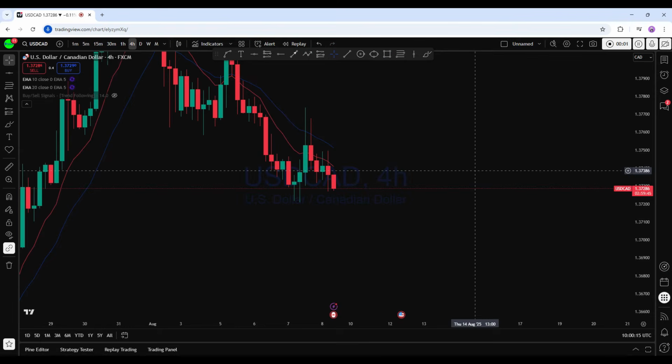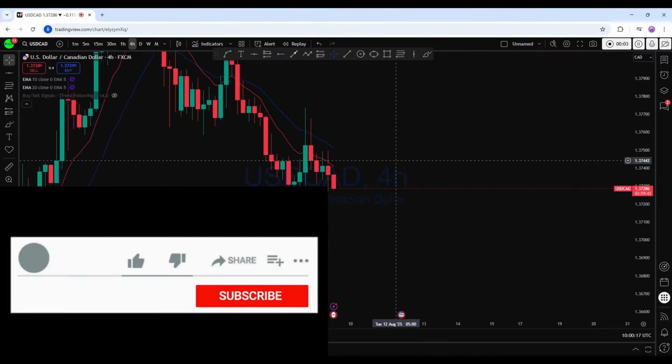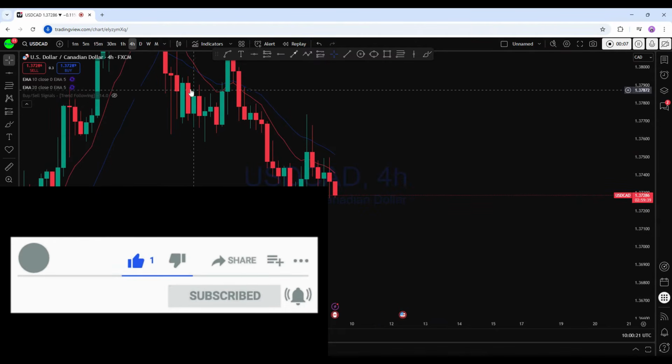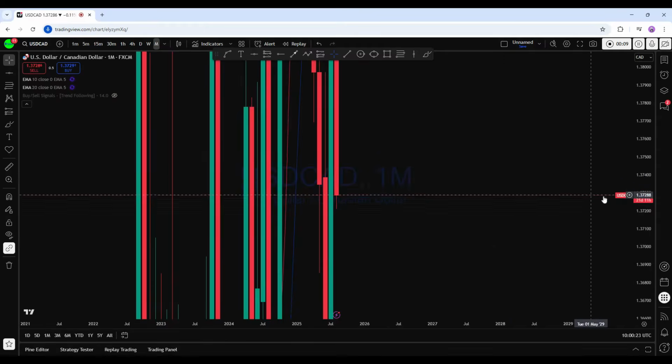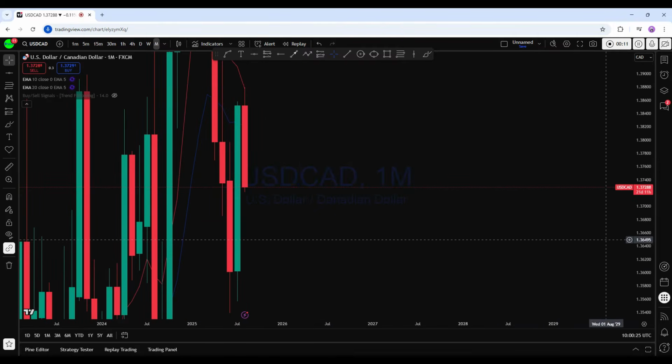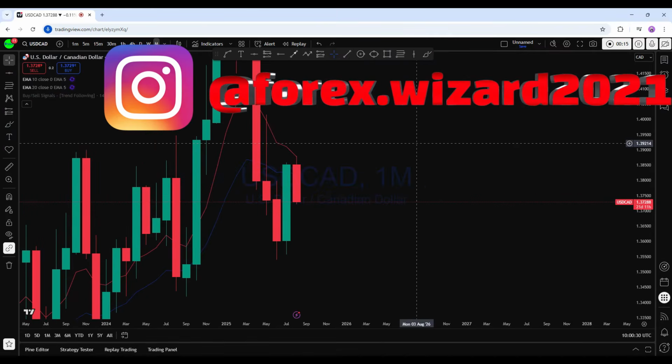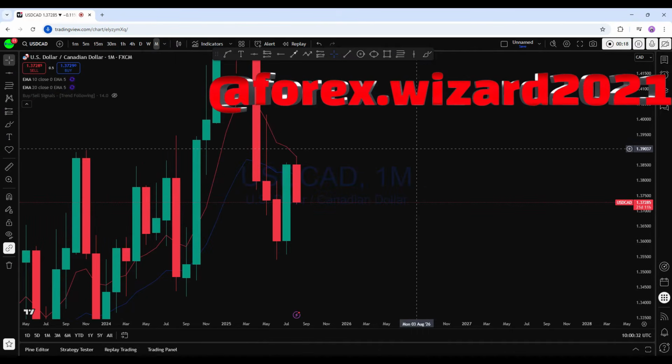Hello trader, looking at dollar CAD, let's see what kind of trading opportunity we have in this instrument. Now, first of all, looking at the bigger picture, the monthly chart, to see the overall direction in this market, and then we'll look at the lower time frame to see a potential trading opportunity.